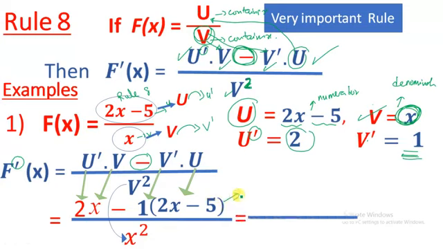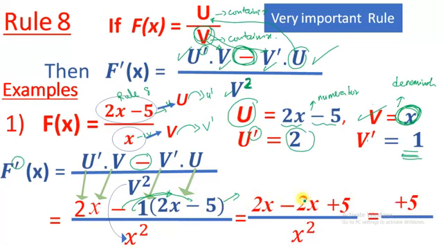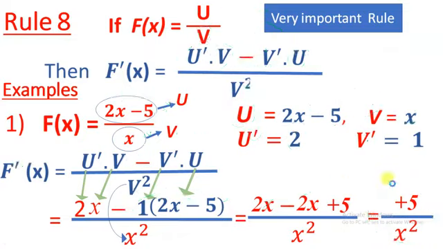Now I only need to simplify the numerator. So I will get 2x, and the minus will enter the bracket to change its sign: minus 2x plus 5 over x squared. 2x minus 2x is 0 and the answer is 5 over x squared, and here is the derivative f prime of x. It is so easy.